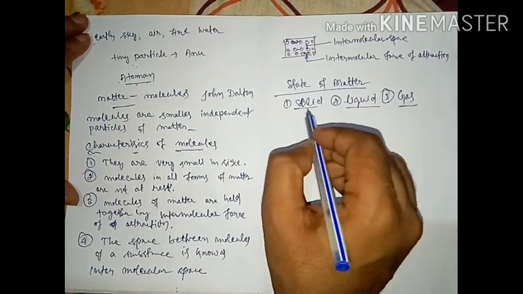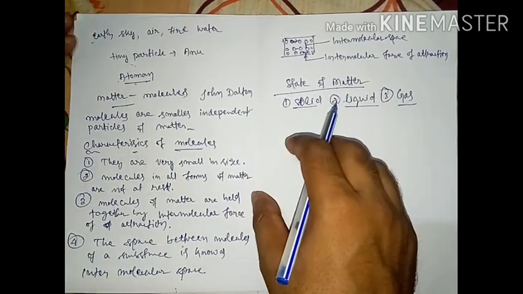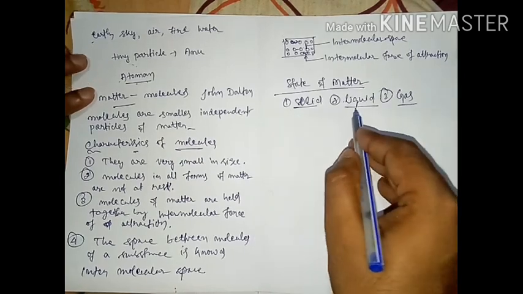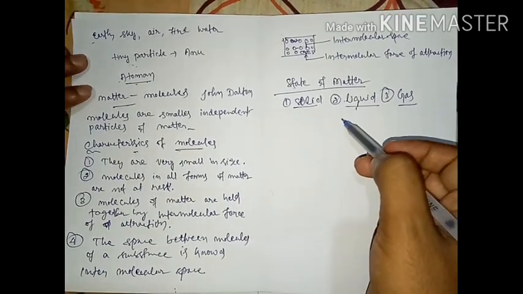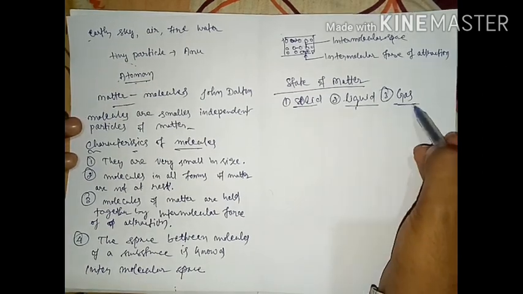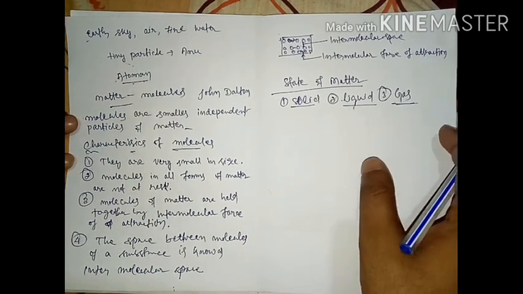If I ask you, students, to give some examples of solids, you can easily say rocks, soil, wood. In liquids, you can say water, kerosene, petrol. Then gases: hydrogen, helium, oxygen are some examples of gases.